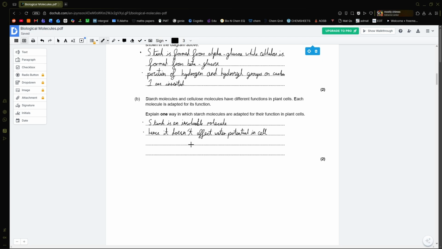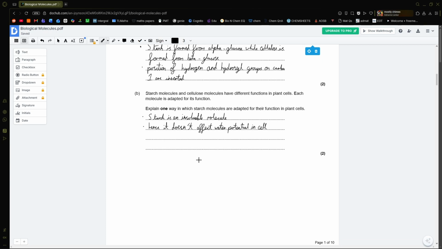So that's one reason. You could also say it has a helical shape, which makes it compact, which means that it can store a lot of energy in a small volume. It's also a large molecule, which means it cannot leave the cell. So that means that each cell can store its own energy without going to another cell, if that makes sense.